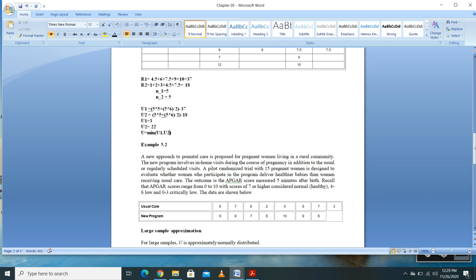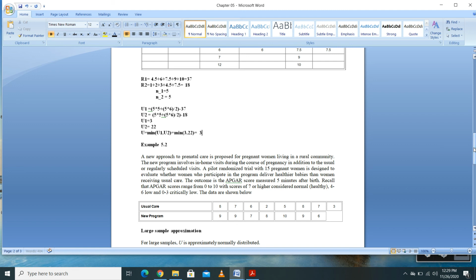Minimum out of U1 and U2. In this case, when you take the minimum out of 3 and 22, it's equal to 3. So we have written the hypothesis and we have done the calculations. So the minimum value is equal to 3. Now, in order to get the conclusion, right?